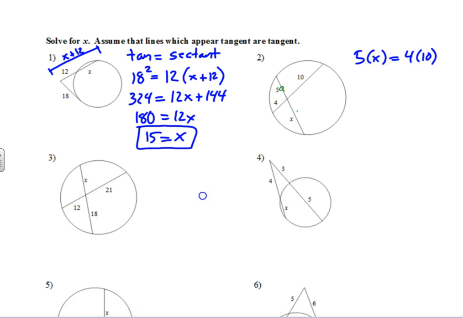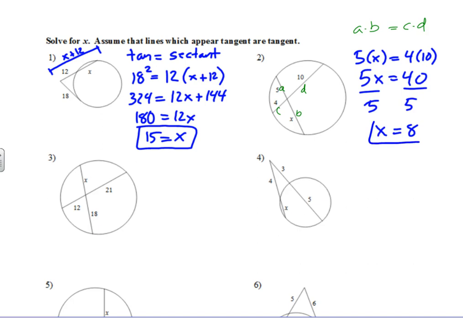It's like A, B, C, D. So A times B equals C times D. You want to get it in your head so that when you go to do this, you're aware of what that is. So 5x is 40, divided by 5, x equals 8. What I mean by that is you want to understand how to set the relationship up.